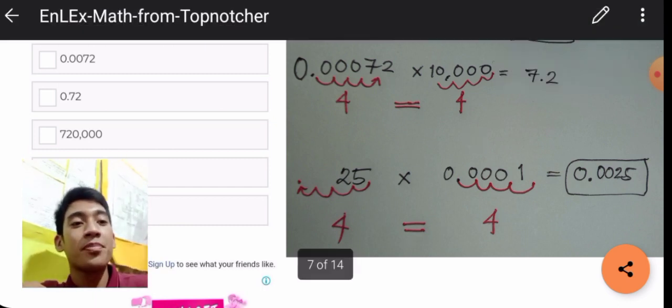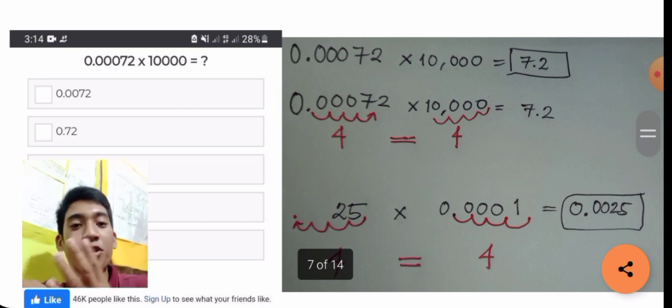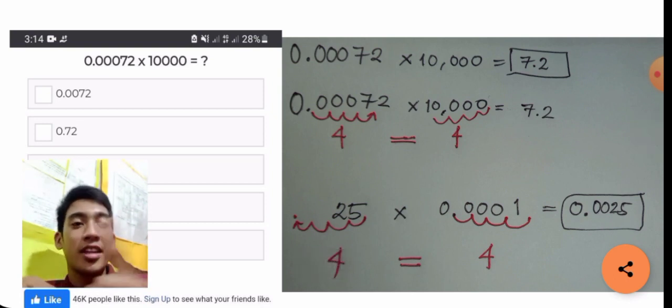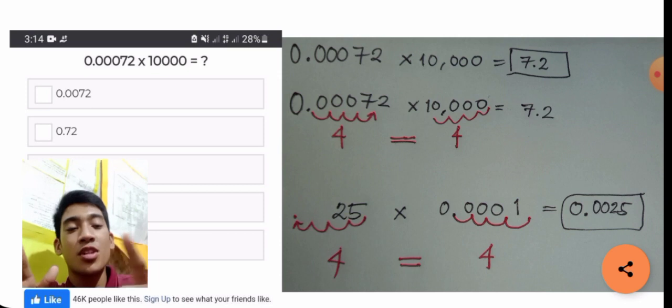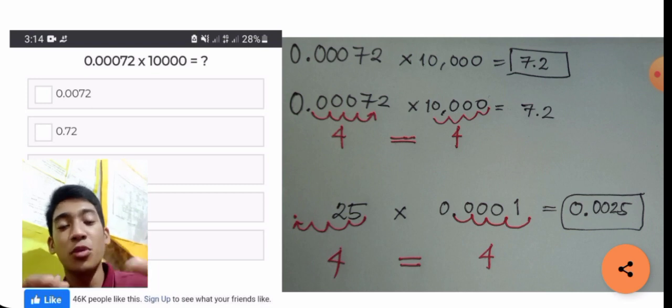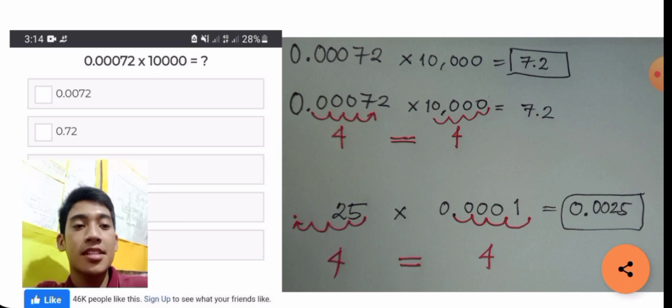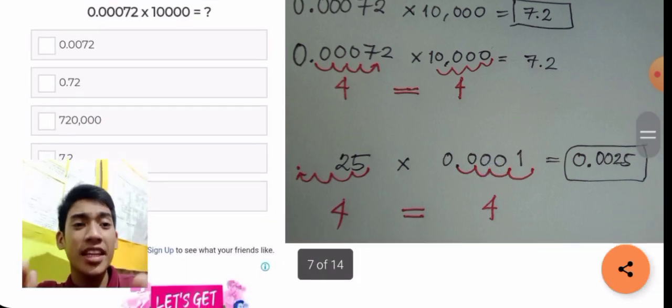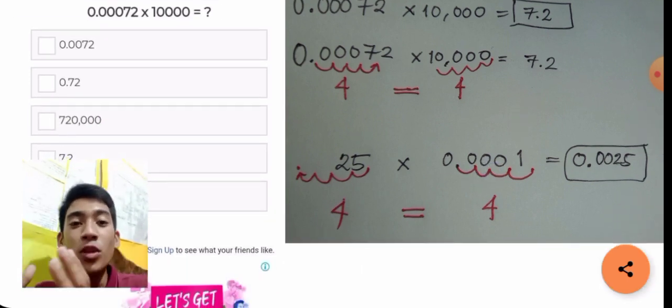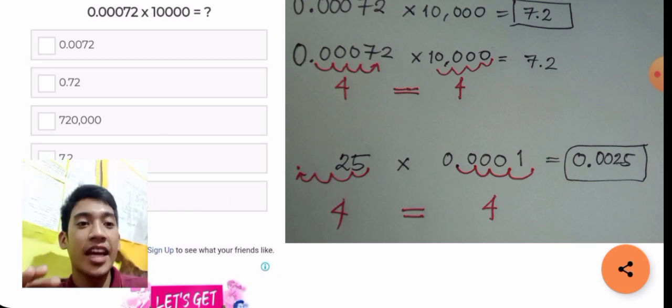So again, your 10,000 has 4 zeros. Multiply it with 0.0072, just simply move 4 decimal places to the right, which is 7.2.